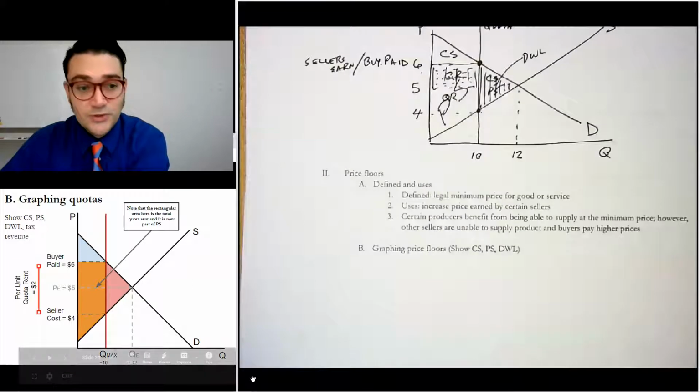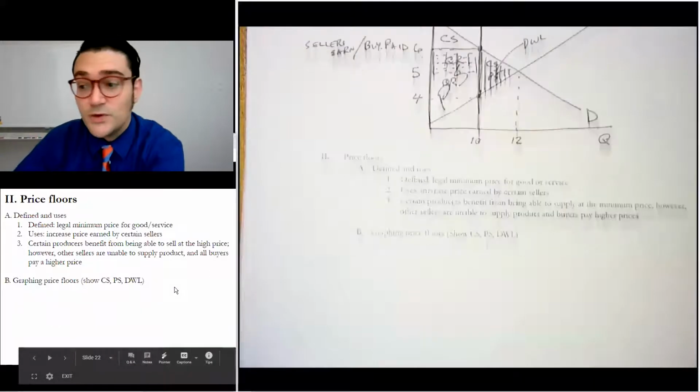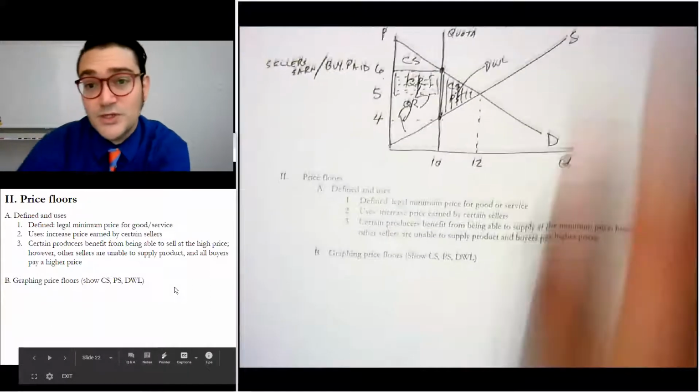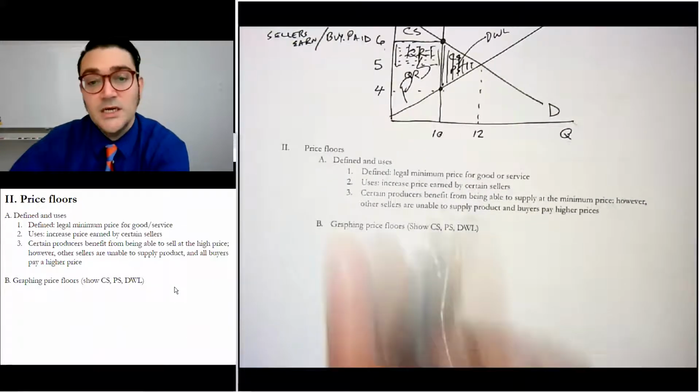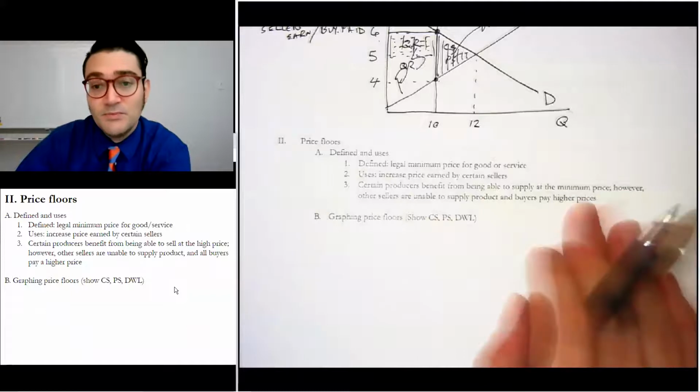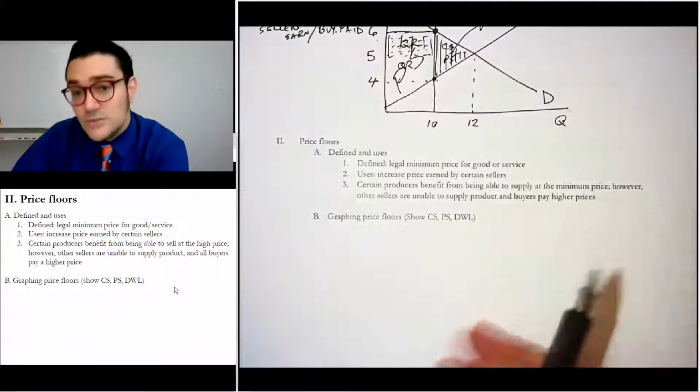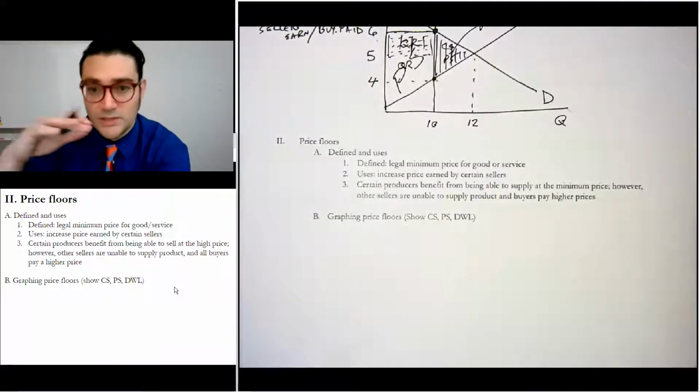Now we're going to switch over to price floors. Now, price floors basically perform the same function, and that's why I put them together in this video. Both of these benefit certain sellers. A price floor is a legal minimum for a good or a service, and usually they use them to ensure that there's certain prices that are received by certain sellers.